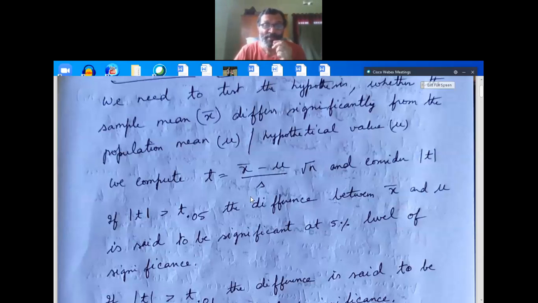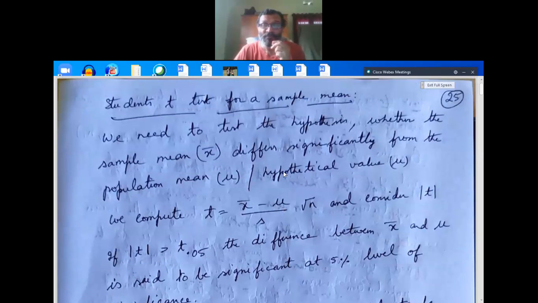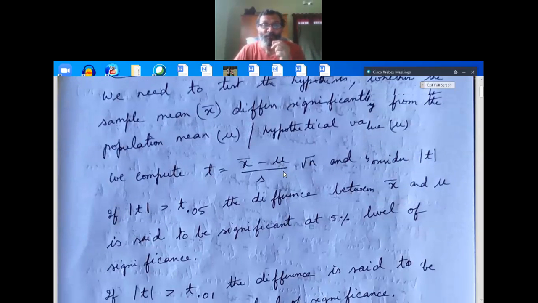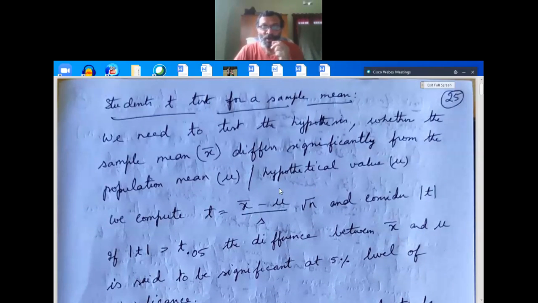Whether the sample mean x bar differs significantly from the population mean mu, or the hypothetical value mu. That is the mean of the population. Population means the full group that is under study.